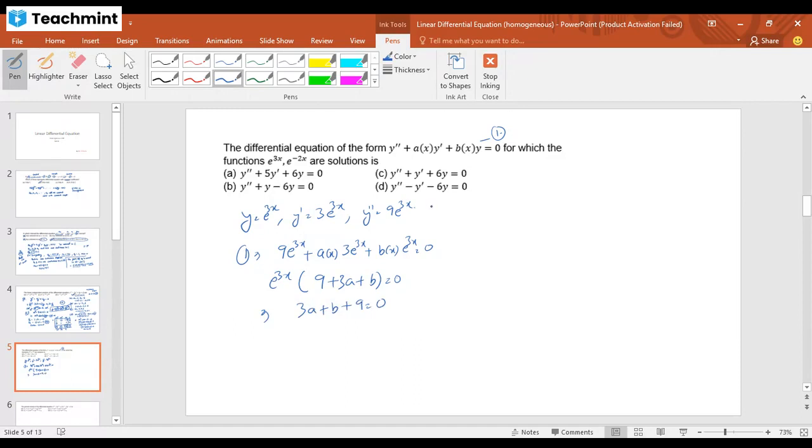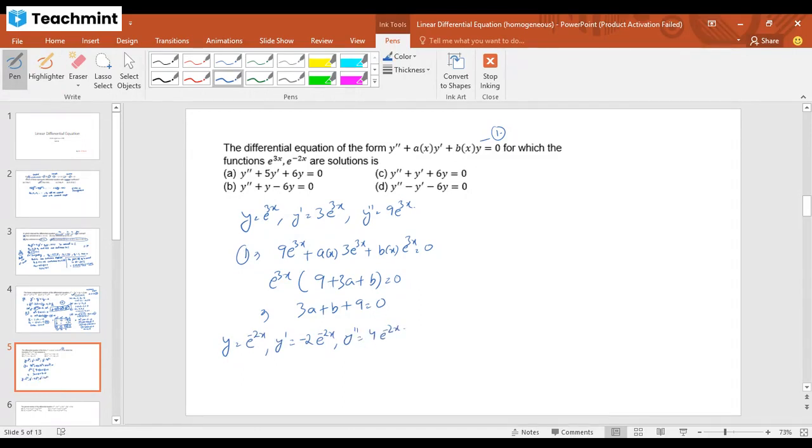Now, also we are given e power minus 2x is the solution. Now we consider y equal to e power minus 2x. y dash is minus 2 times e power minus 2x. y double dash is 4 times e power minus 2x.